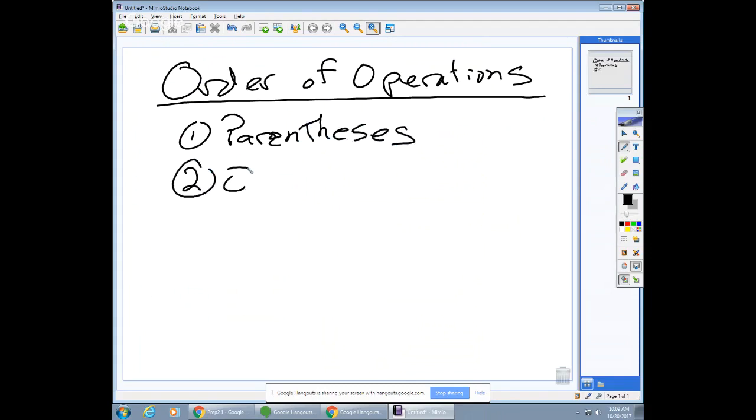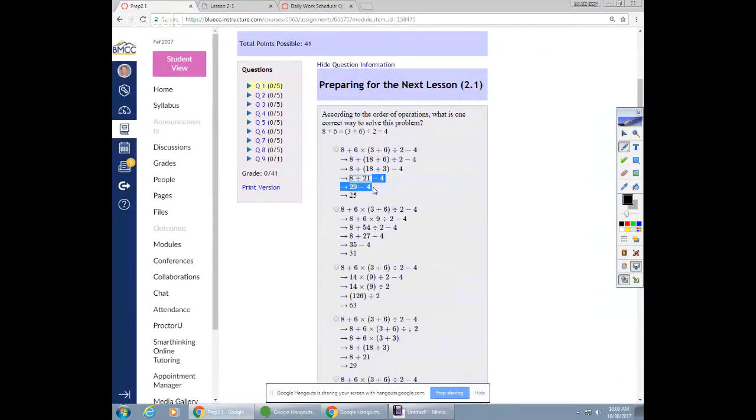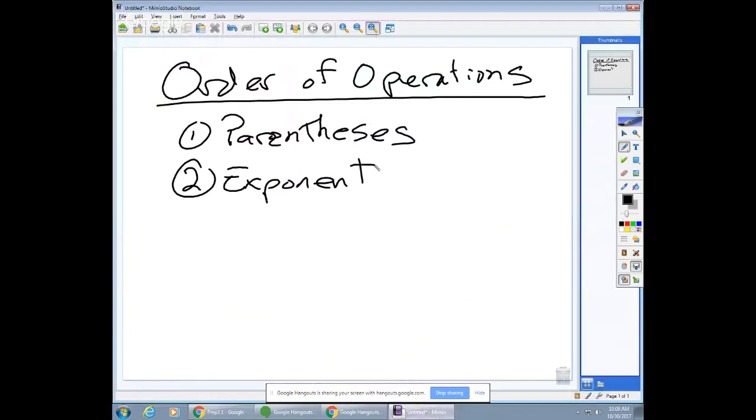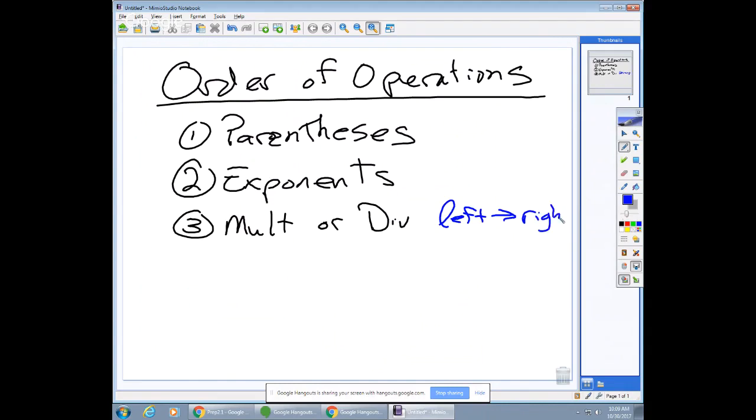Second thing is exponents. Let's freak out. Exponents. Third thing is multiplication or division, kind of depends. And that's going to be done from left to right. Fourth option, addition or subtraction, kind of depends. And that's also done left to right.